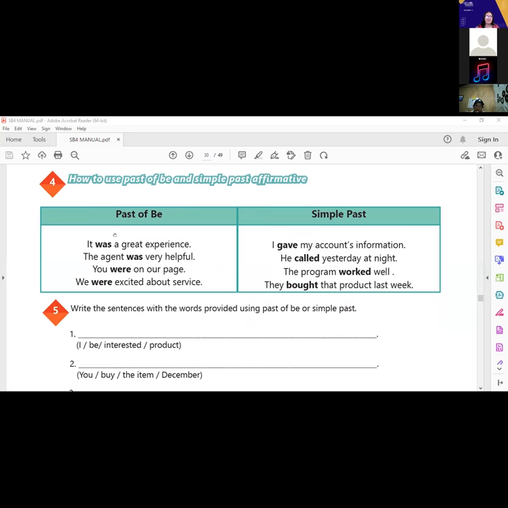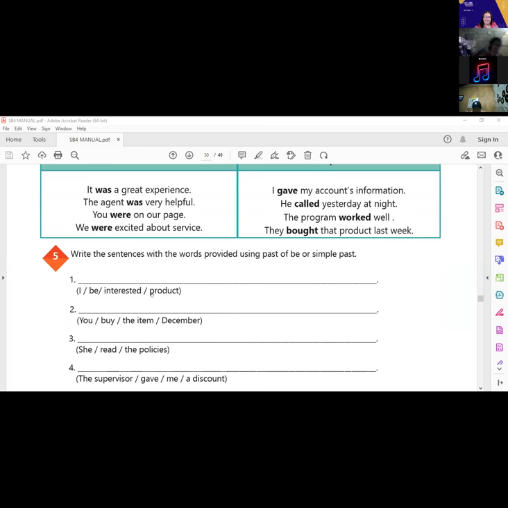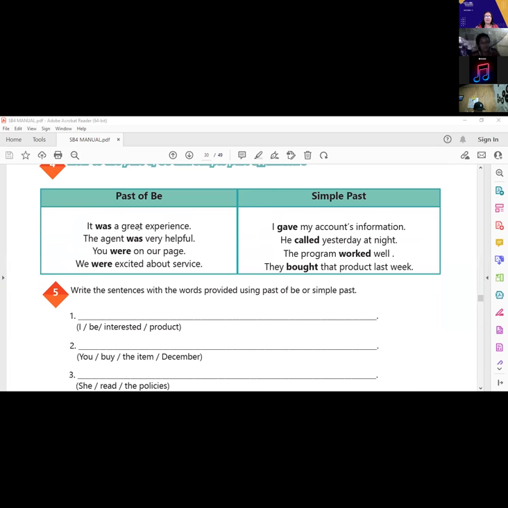Okay, in this lesson, we're going to be using the passive be in the simple past. If you ask me, I recommend you to use the passive be first, okay? First, we're going to read the example with the passive be. Okay, it was a great experience. The agent was very helpful. You were on our page. We were excited about the service, right?